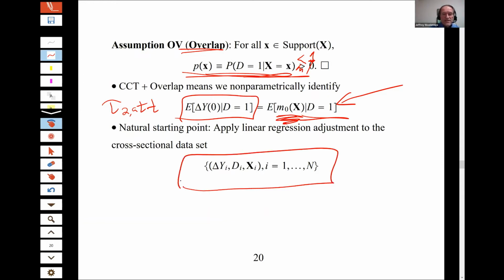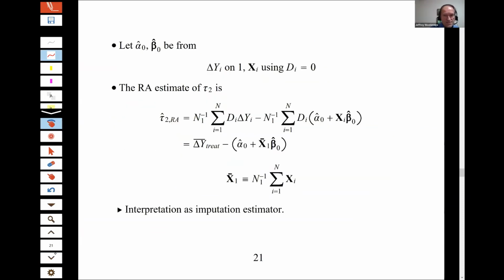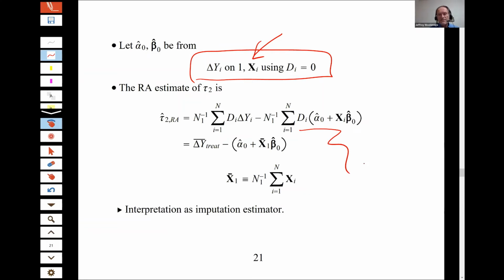Now we have this data set, right? We have the data set on the change in the Y, the treatment status, and the X's. Now regression adjustment is clearly the first thing, at least that I would think of using here. Since I'm running out of time, I'm going to jump to the way I prefer to think about this. We're going to use the control units to do a regression adjustment where we regress on the X's. And then we do this kind of imputation of this conditional mean, conditional on D equals 1.